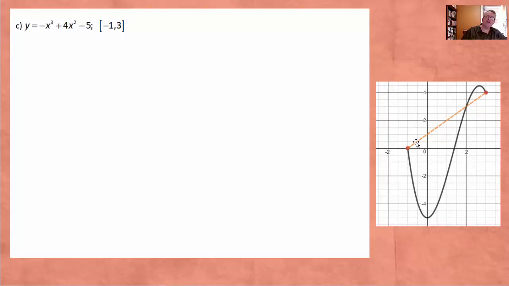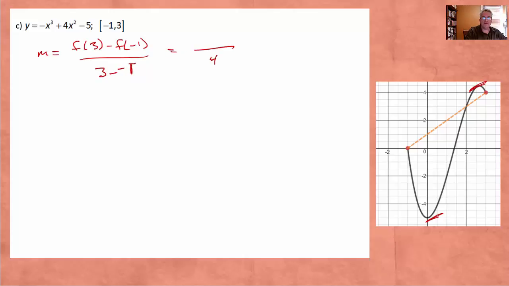Here the orange segment connects the endpoints. And it looks like we may have two places where the function has a derivative equal to the slope of the orange line. It looks like we may have one down here somewhere, and one up here somewhere. First step, find the slope between the endpoints. So this would be f of 3 minus f of negative 1 over 3 minus negative 1.